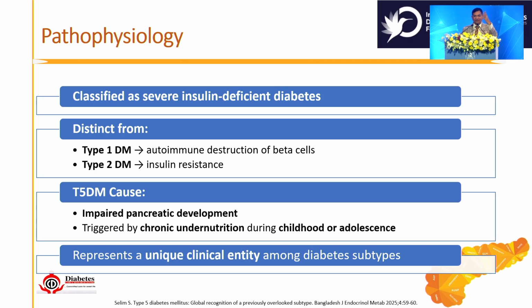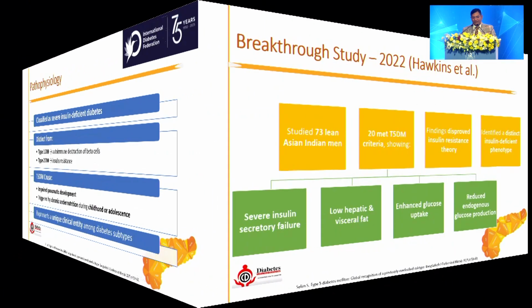And if you have maybe hypoproteinemia during pregnancy, or poor intake of protein and some other important micronutrients, that could be causing poor development of the beta cells of the pancreas, which ultimately fail to respond to glucose or other stimuli in adolescent and adult life, and they ultimately need insulin therapy. It represents a unique clinical entity.